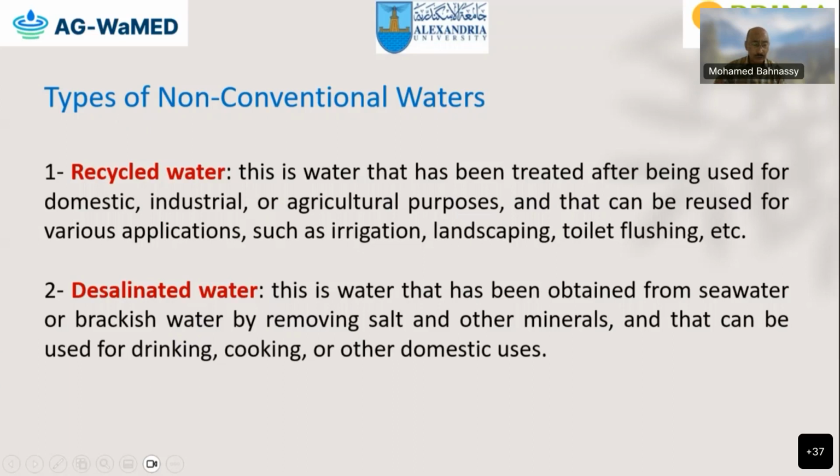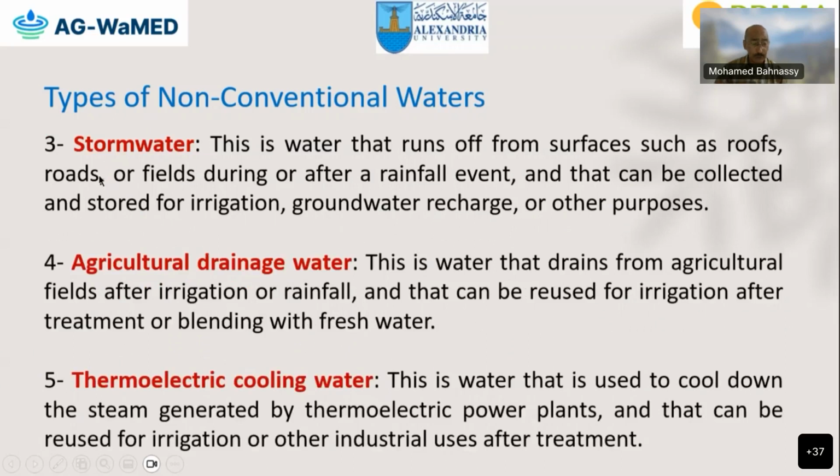Another type of non-conventional water is desalinated water. This is water that has been obtained from seawater or brackish water by removing salts and other minerals, and that can be used for drinking, cooking, and other domestic uses. Stormwater is water that runs off from surfaces such as roofs, roads, or fields during or after a rainfall event, that can be collected and stored for irrigation, groundwater recharging, or other purposes.